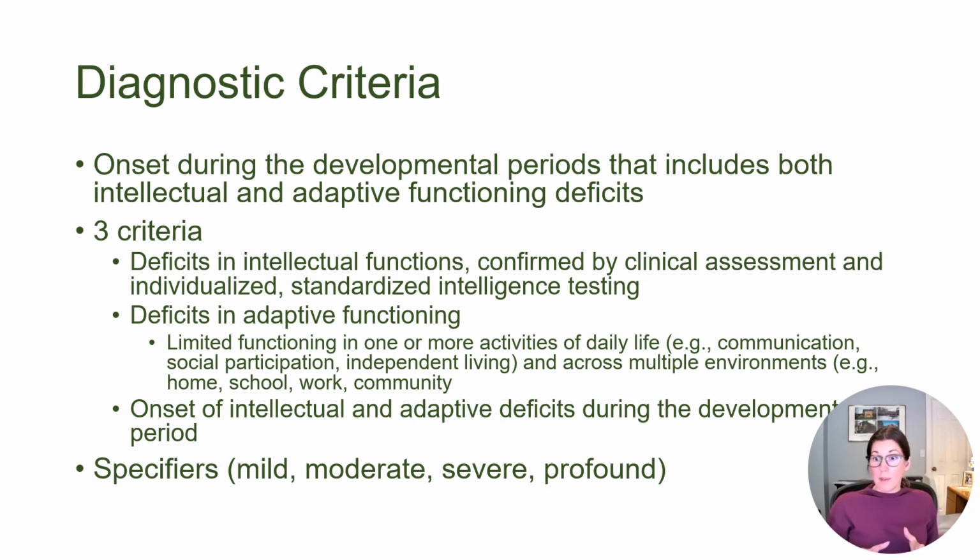And I do want to make some commentary on this for those of us that have been working in the field for a while. In previous iterations of the DSM, these specifiers were almost entirely dependent upon IQ score. So often an IQ score in the like 55 to 70 range was mild, from the 40 to 55 range was moderate, etc. That is no longer the case. That is not what determines the specifier. The specifier is now determined entirely upon the level of adaptive functioning that the individual is demonstrating across these different domains.